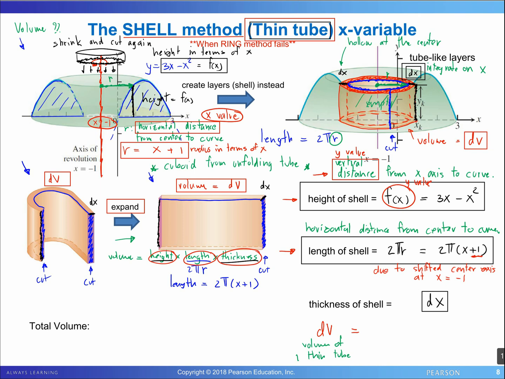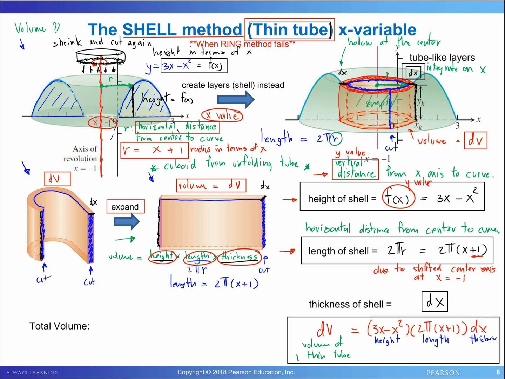Let's put everything together to find dV. The height is going to be equal to 3x minus x squared, times the length, which is equal to 2 pi times x plus 1, times the thickness, which is dx. So first term is height. Second term, 2 pi times x plus 1, this is length. And last one, thickness. And now we have the formula for dV, differential volume for one thin tube, or one thin shell if you want to call it that way.